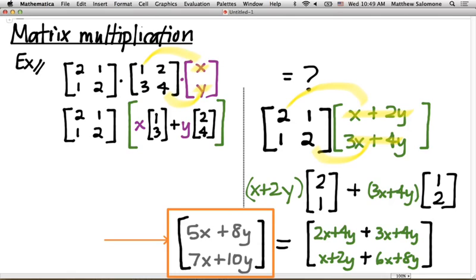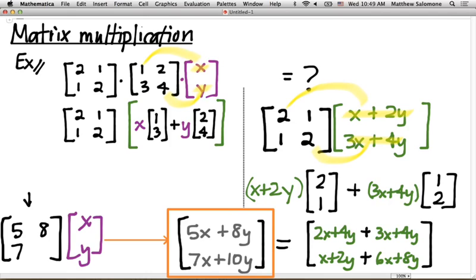So what matrix multiplied by xy would give us 5x plus 8y in the first component and 7x plus 10y in the second component? What matrix belongs here to make this happen? 5, 8, 7, 10. And so we surmise that the product of these two matrices is precisely the matrix 5, 8, 7, 10. That's the very longhand way to figure out what the product of these two matrices is.